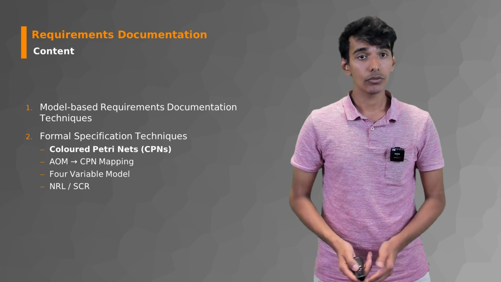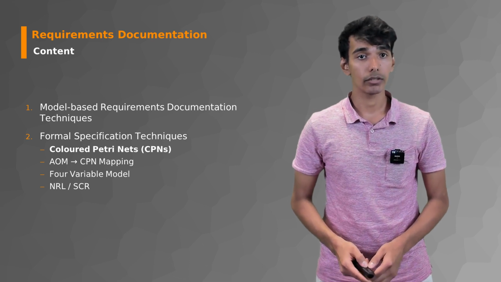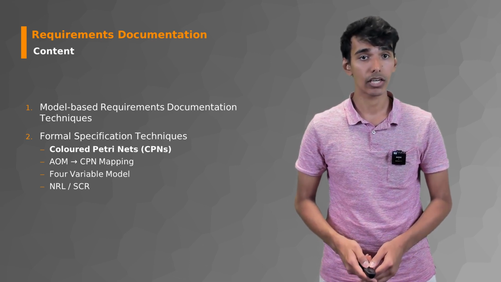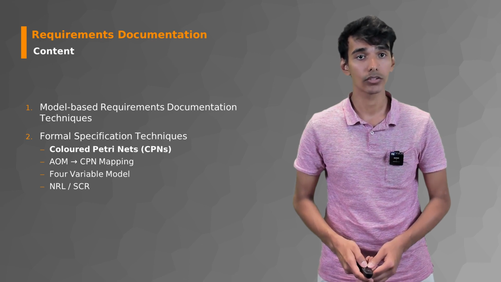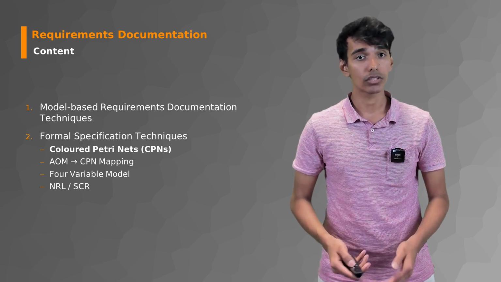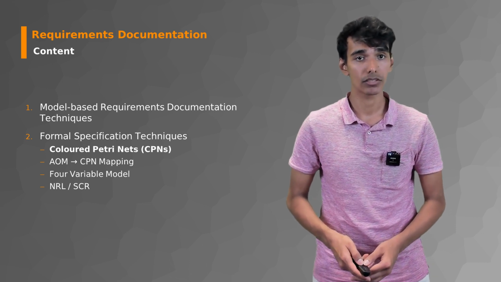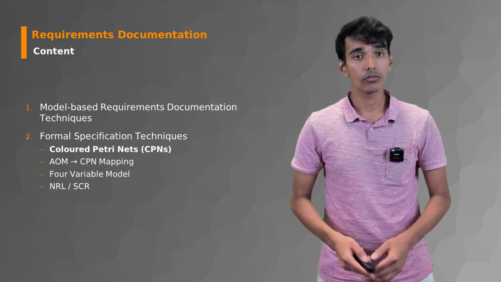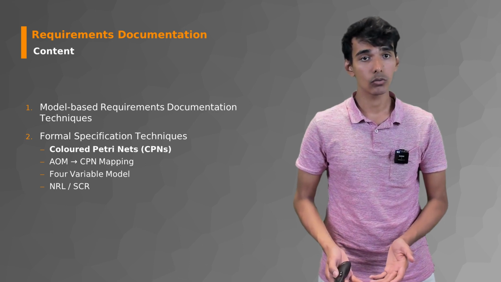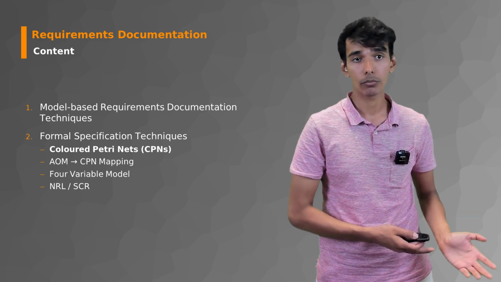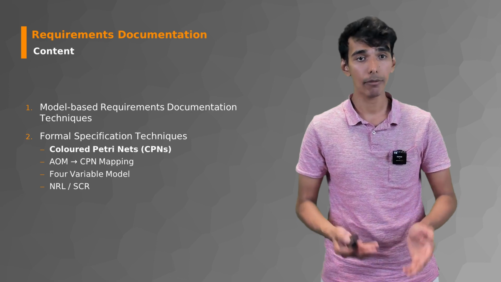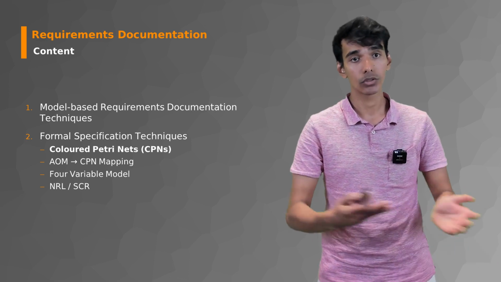Within this lecture, we're going to talk about a few types of formal specification techniques, but we are going to stick with, or focus our time more on, colored Petri nets, a very specific type of formal specification technique. And we're also going to connect this technique with agent-oriented modeling from our previous lecture. So we're going to try and map agent-oriented modeling to CPN mapping.